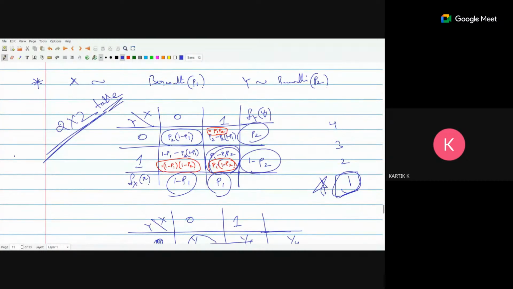So we'll have to check that also. So that's what we are saying. It has to be a valid PMF. Valid joint PMF table. Okay.